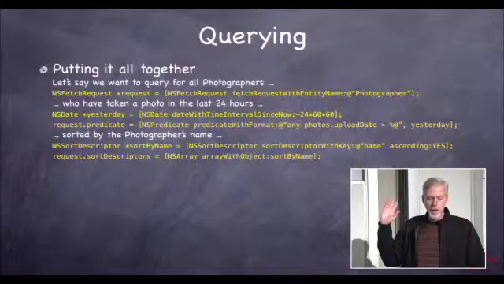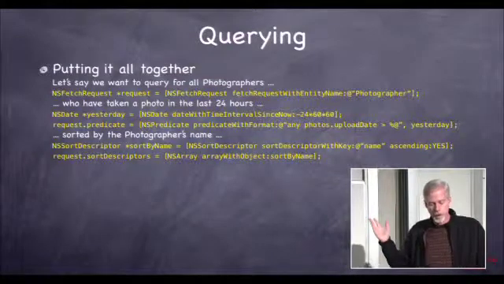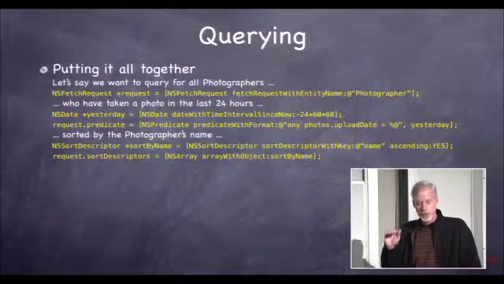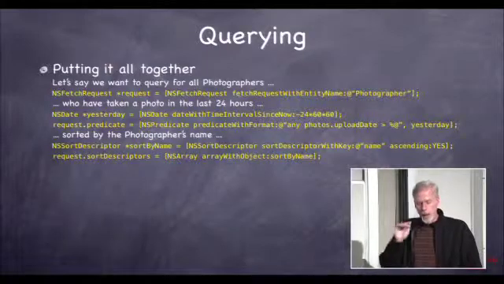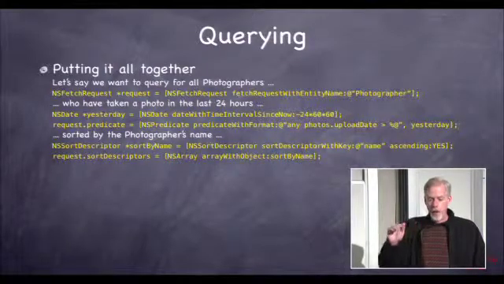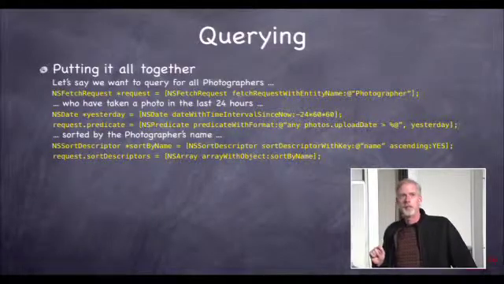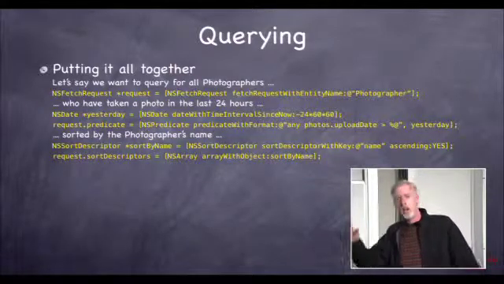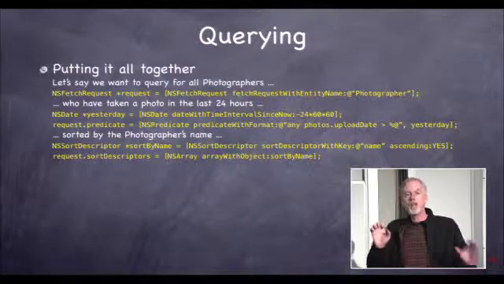If I wanted to create a query for all photographers, so the request is going to be into the photographer table, who have taken a photo in the last 24 hours. So I'm going to get what yesterday is. That's the date time interval since now, minus 24 hours. And the predicate's going to be any photos that have an upload date that's greater than yesterday. Okay? Understand that predicate? So I'm looking through my photos relationship to all my photos and finding if there are any in there where the upload date is greater than yesterday, then it's going to match this photographer.